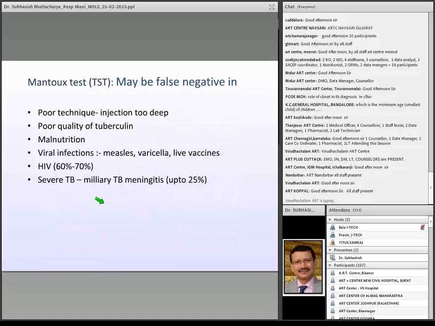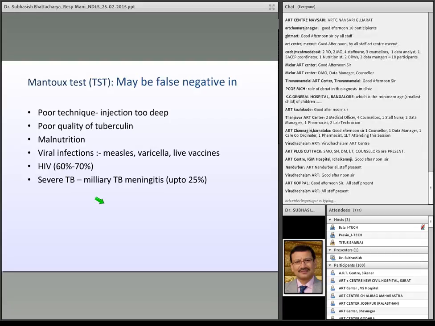It may also be false negative when the child is associated with severe malnutrition and some viral infection. Following viral infections like measles, varicella, or some live vaccination, if we do the test, it may be negative. Nearly half of the cases of HIV are associated with a negative test. And in severe TB like miliary TB or meningitis, it may be negative in up to 25% of cases.